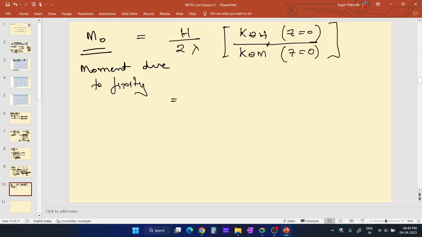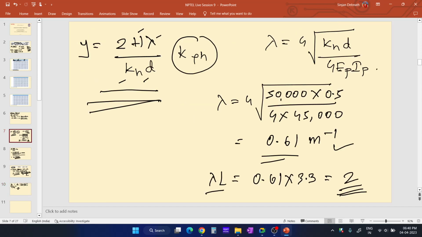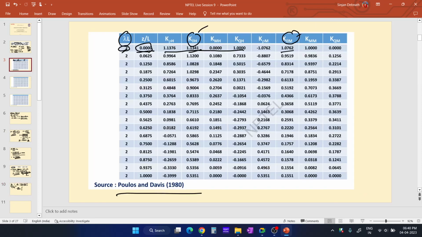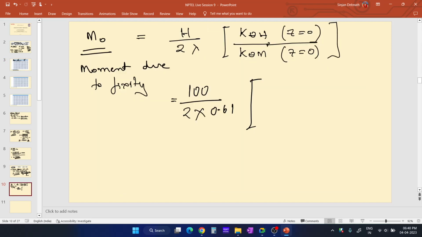So h is how much? H is 100 kilonewton, divided by 2 into lambda. Lambda we have already determined, it is 0.61 meter. K theta h we have already determined from this chart. K theta h is 1.1341 and k theta m is 1.0762. So let me write it down over here.